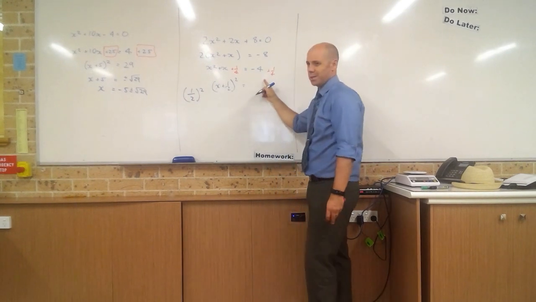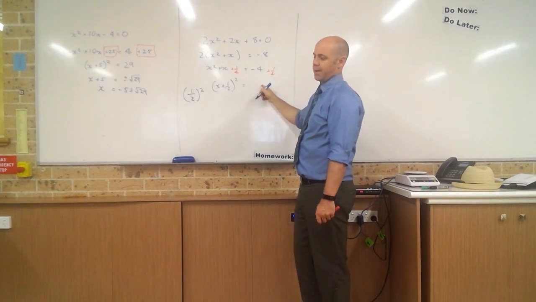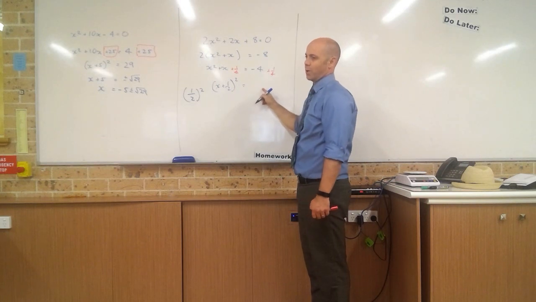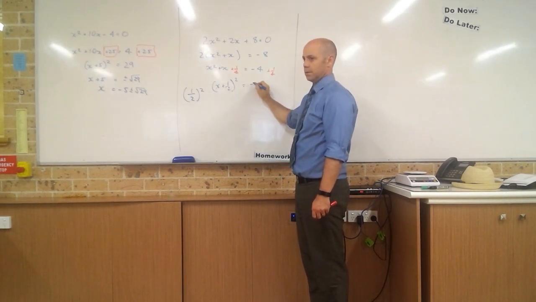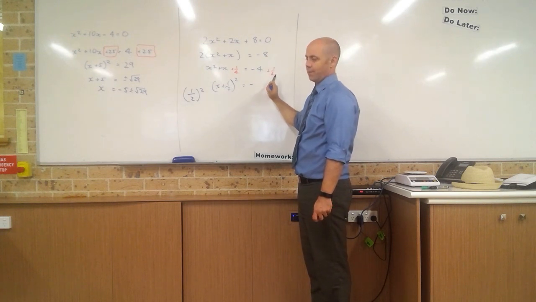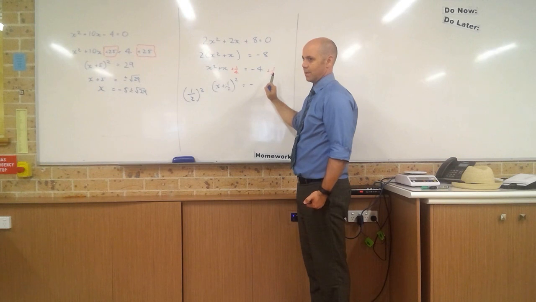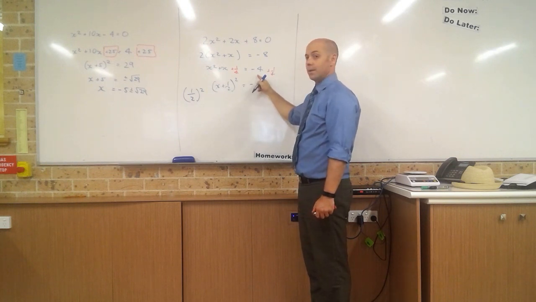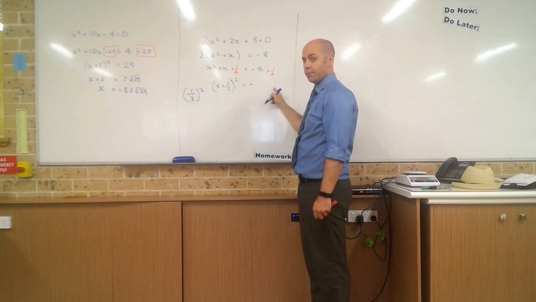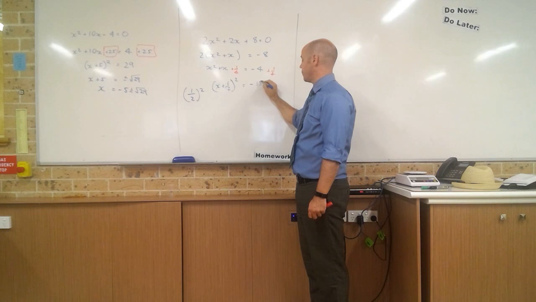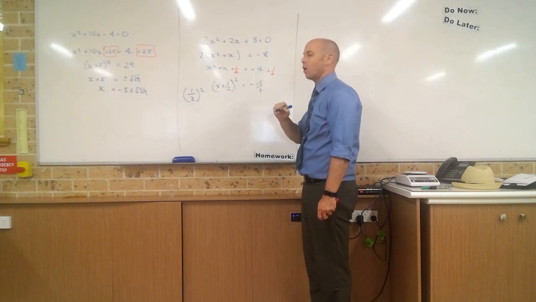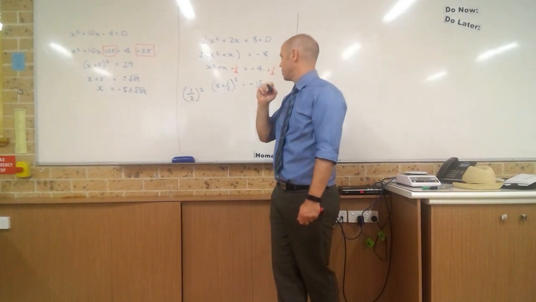And we simplify this. How do we simplify that? -4 plus 1/4. So we minus something. What? 16 over 4. So -16/4 plus 1/4 is -15/4 or -3 3/4. I'll write it like that. It'll be nicer like that. Okay.